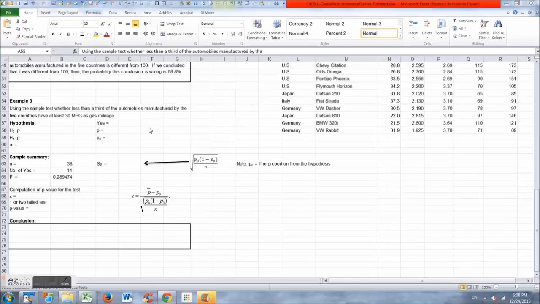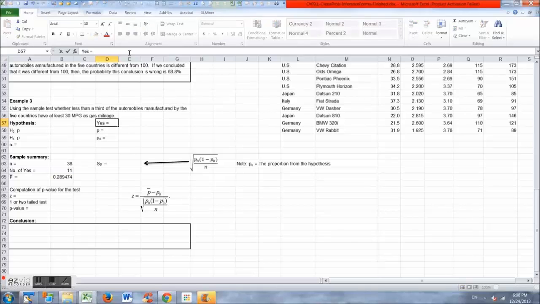Example number 3. In this example, we're going to look at population proportion. The question is, using the sample, test whether less than a third of the automobiles manufactured by the 5 countries have at least 30 miles per gallon. So we need to first define in this sample what would count as yes or success. So here S is automobile having at least 30 mpg as the gas mileage.